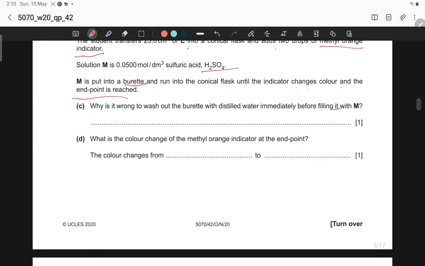Sulfuric acid is run from the burette into the conical flask until the indicator changes color and the end point is reached. Why is it wrong to wash out the burette with distilled water immediately before filling it with M? It dilutes the acid.